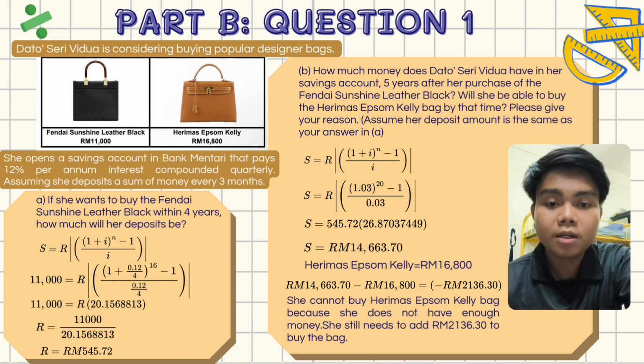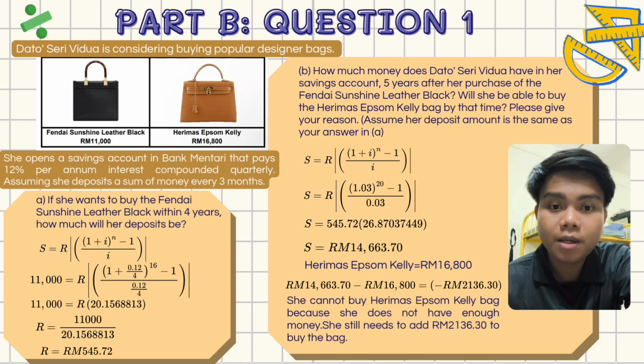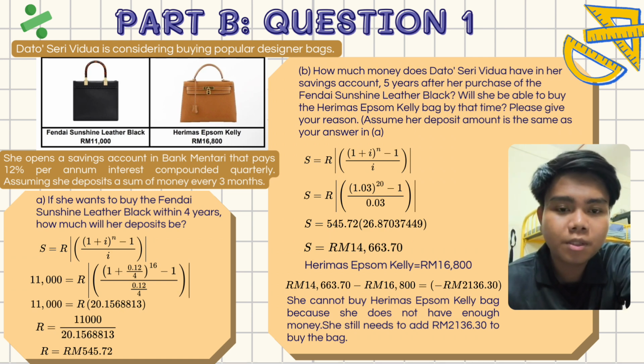Now put that into the formula. 11,000 equals R times 20.156813. So for R, by dividing, R equals 11,000 divided by 20.156813, which equals RM 545 ringgit and 72 cents. So the final answer is R equals RM 545 ringgit and 72 cents. That means she must deposit RM 545 ringgit and 72 cents every 3 months.